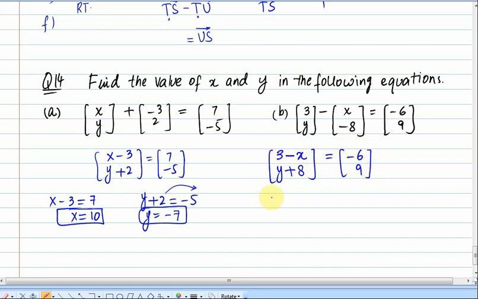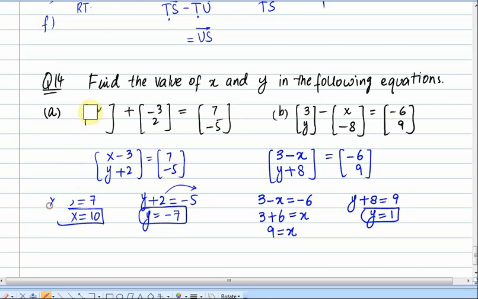Equate the first row. 3 minus x is equals to minus 6. It will be 3 minus 6. When you shift on the left side, it will be positive 6, and minus x on the right side, it will be positive x. So x is equals to 9. For the second row, y plus 8 is equals to 9 and y is equals to 9 minus 8, it's 1. Right? So I hope that all of you have got the same value.